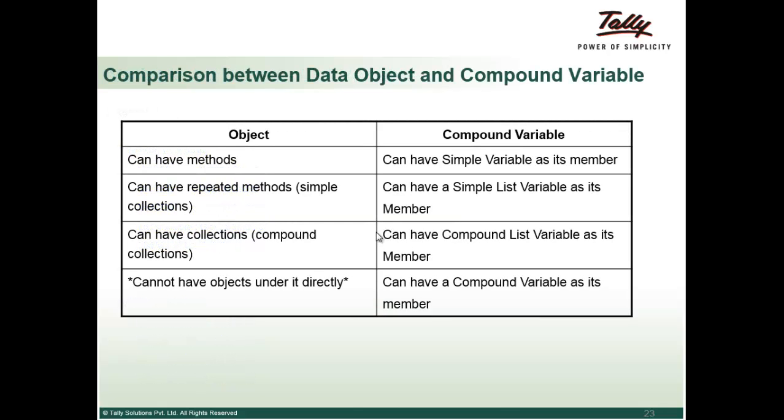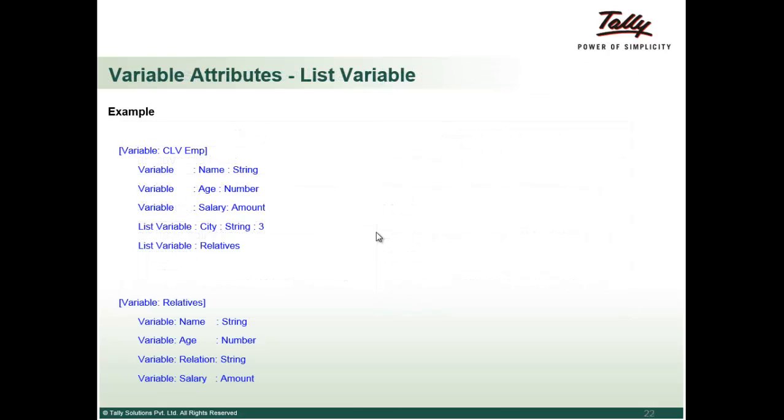Now, an object can have collections, that is, it can have compound collections. In the same way, a compound variable can have a compound list variable. So if you see here in CLV_emp, we have relatives, which is a compound list variable. Why is it a compound list variable? Because it is a list variable which stores different values of different data types.